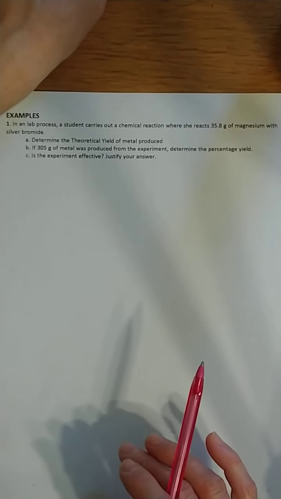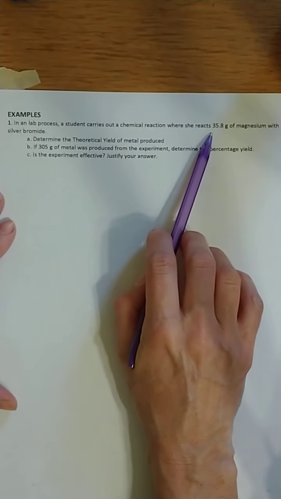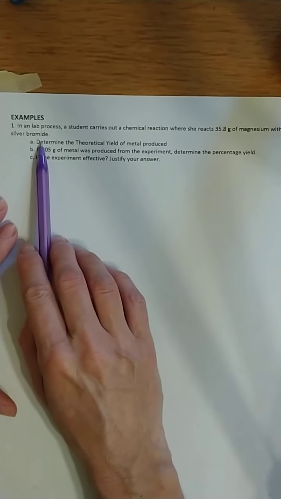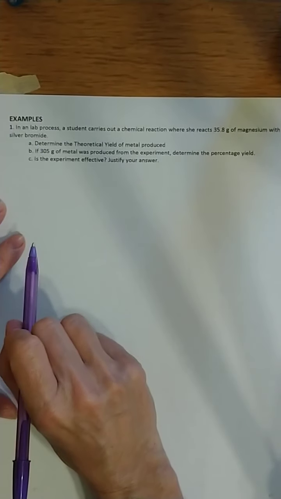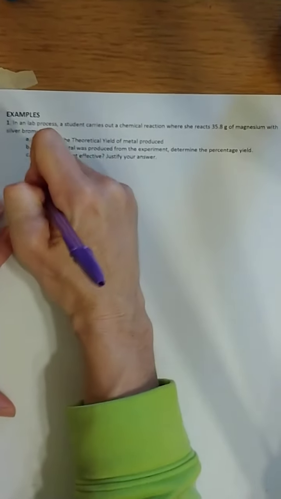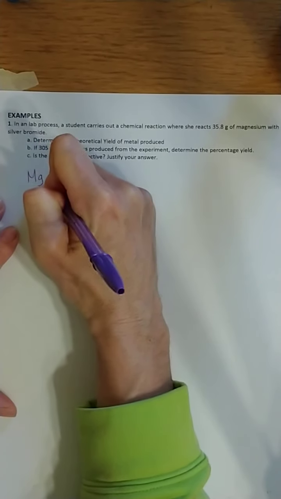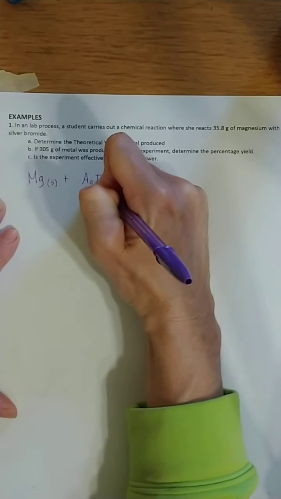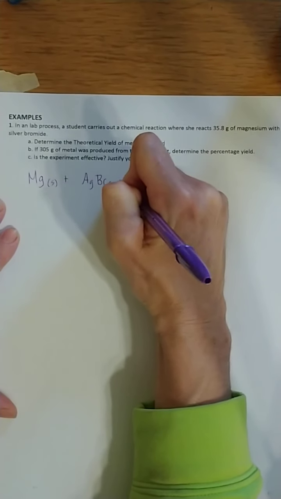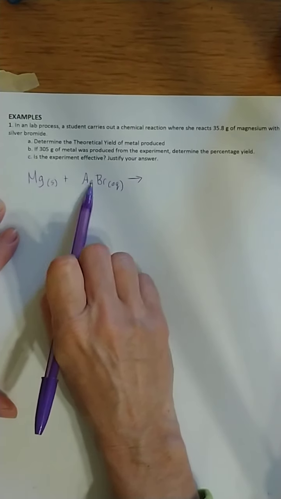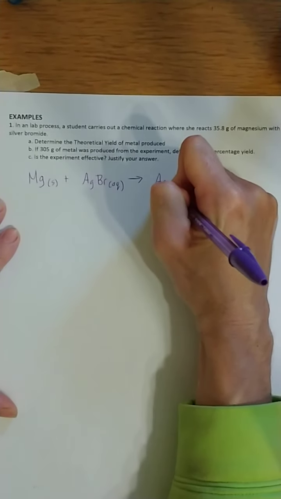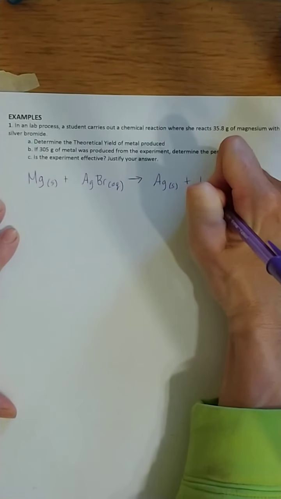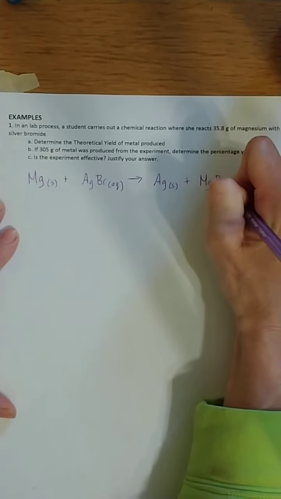So in a lab process, a student carries out a chemical reaction where she reacts 35.8 grams of magnesium with silver bromide. So the first thing you have to do is write out the balanced chemical reaction. So we're going to have magnesium, which is a solid, plus silver bromide, which is AgBr, and it's aqueous. Remember your rules. And then this is a single displacement reaction, so magnesium will kick out the silver, and it will come out alone on the other side. And then magnesium is going to pick up the Br.